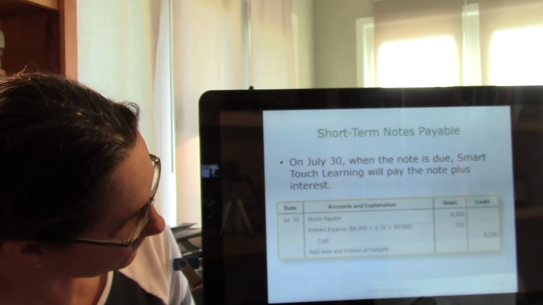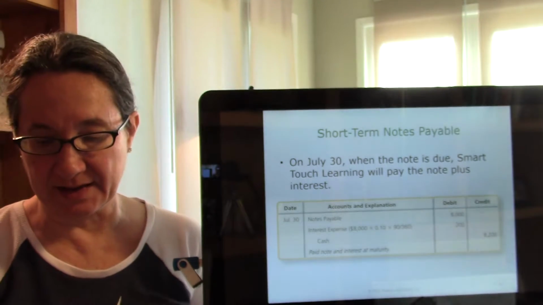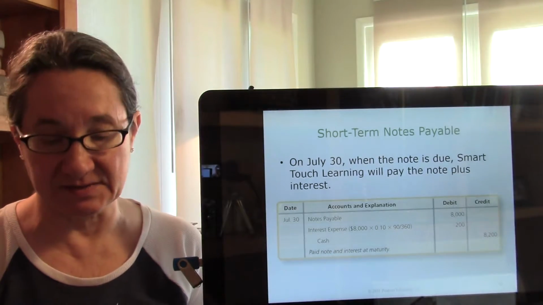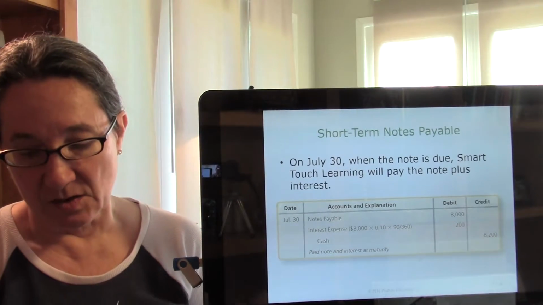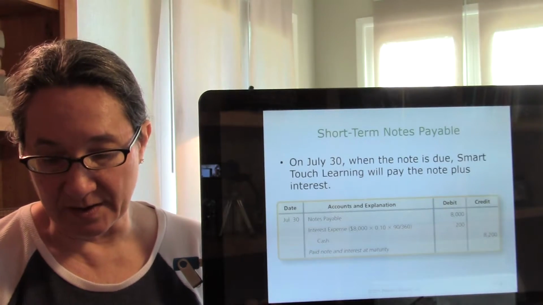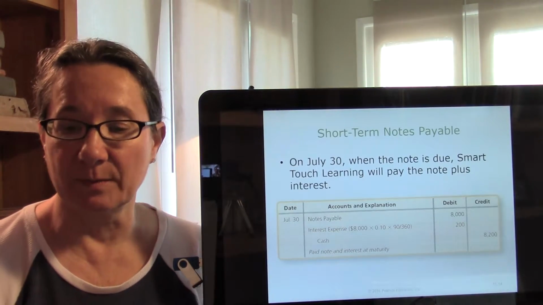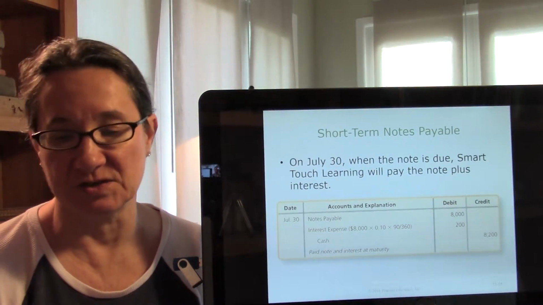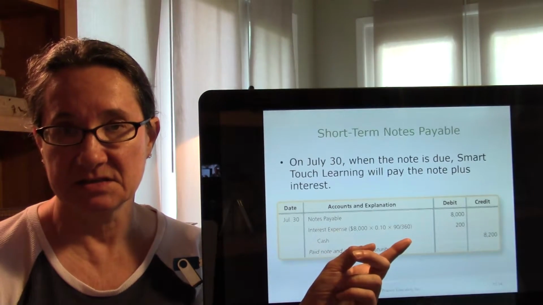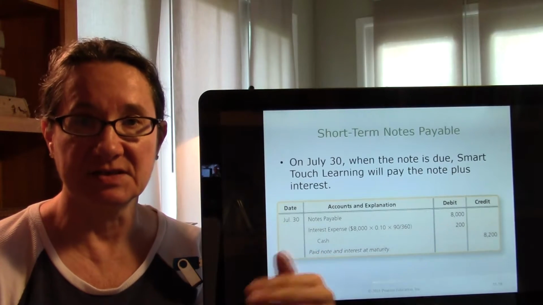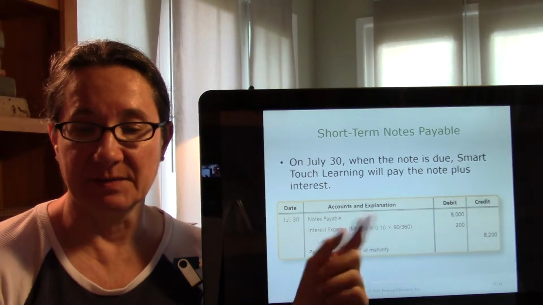Alright, so let's suppose we're going to pay that off now, right? So 90 days have gone by, we're going to pay that off. How do you do that transaction? Well, on July 30, when the note is due, Smart Touch Learning will pay the note plus interest, right? So notes payable will be debited $8,000, right? Liability decreasing with a debit $8,000.